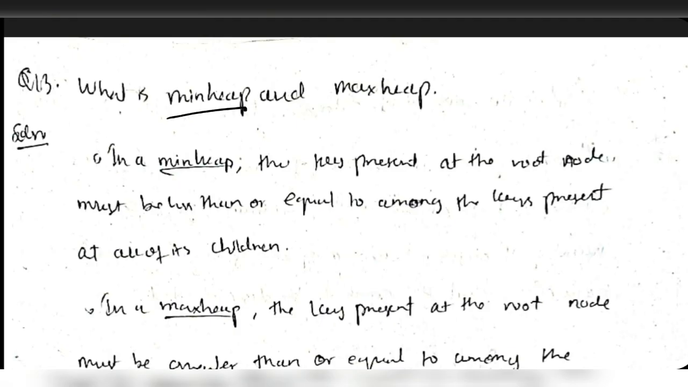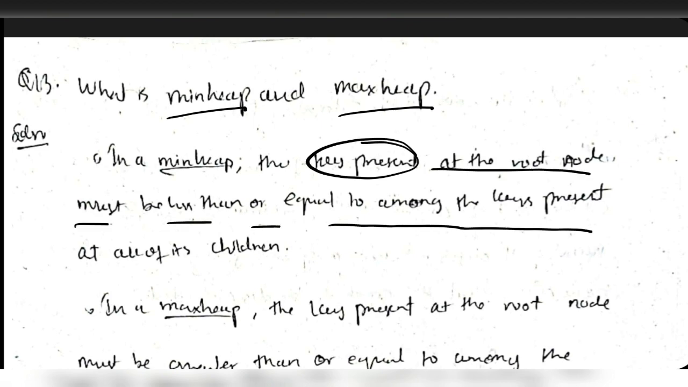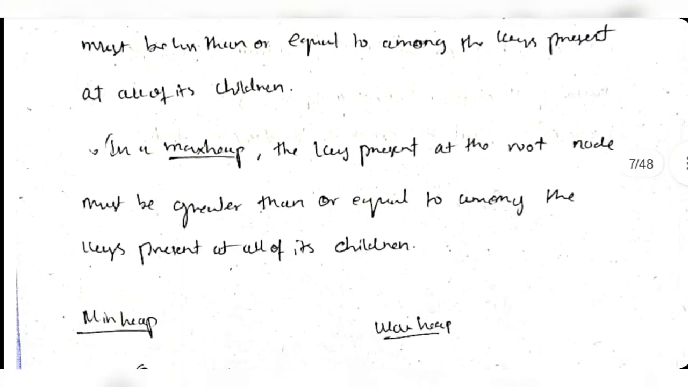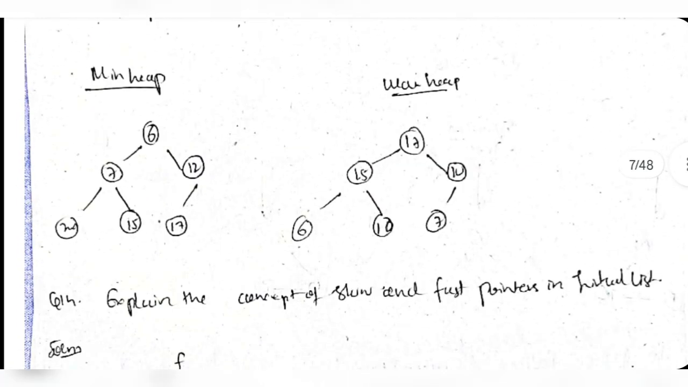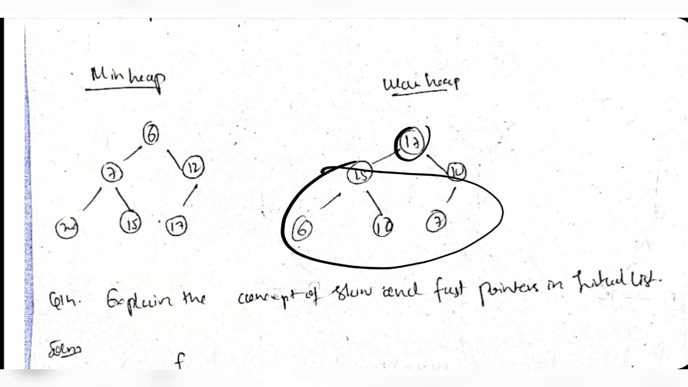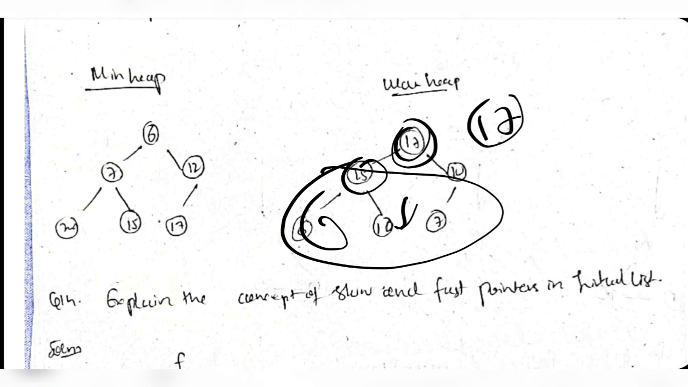Next question is, what is min heap and max heap? In a min heap, the key present at the root node must be less than or equal to the keys present at all of its children. If that's the case, that's a min heap. If the key present at the root node is the highest one, that's known as a max heap. As you can see here in the min heap, 6 is there, and all the elements here are greater than 6. Coming to this one, this is a max heap. All the elements written here are less than the element at the root. Here it's 17, so all the elements present here are less than 17. This is the max heap, this is the min heap.